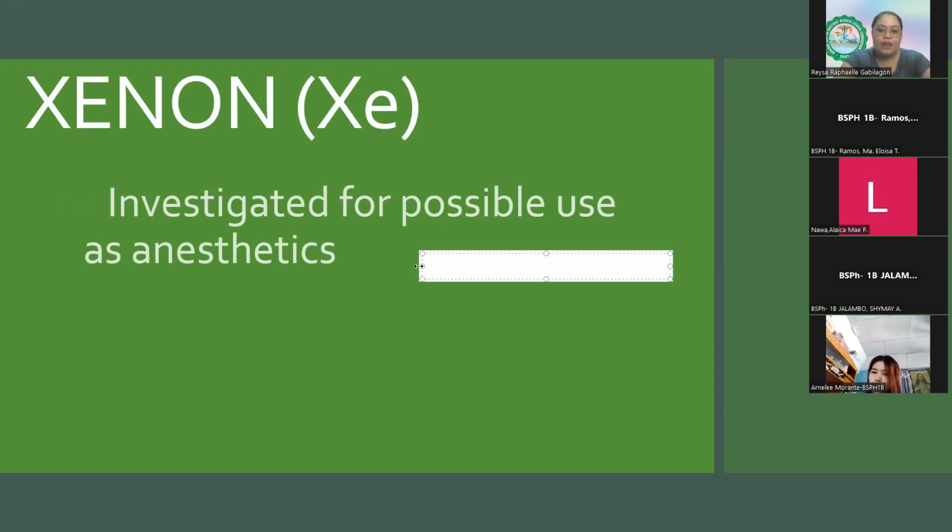Now, this one, the xenon, this is also investigated as a possible anesthetic just like the krypton. But just like all the other noble gases, yung mga names nila are derived from Greek words. This time naman, this comes from the word xenos. Xenos in Greek means stranger. Okay? So again, this one is stranger, yung original name niya, the xenon. Pero just like krypton also, hindi pa tapos ang investigation for the possible use as anesthetic nito.